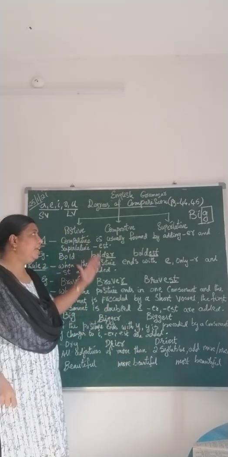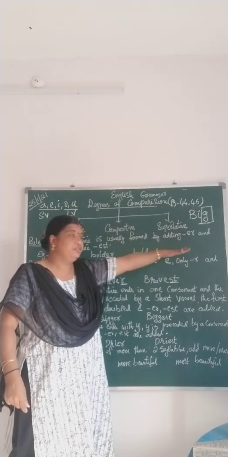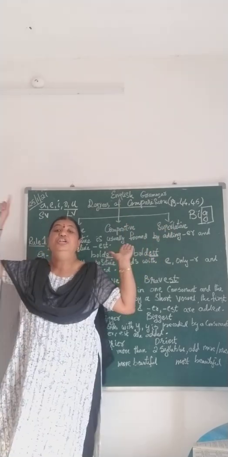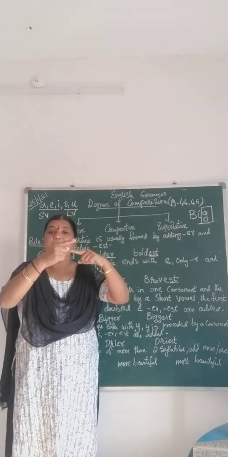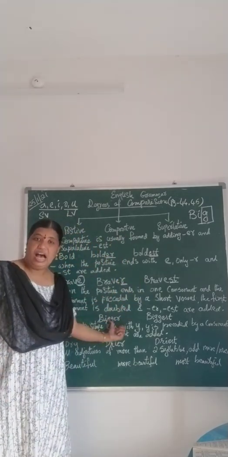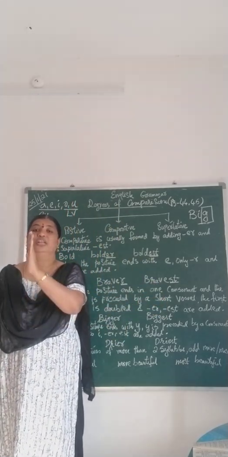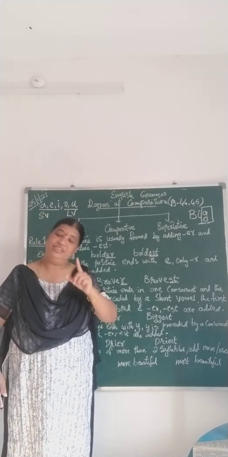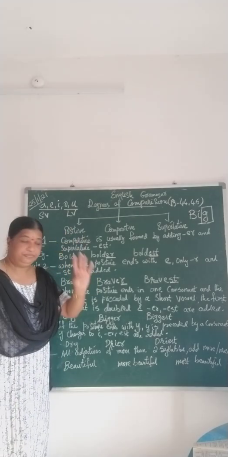So, rule number 3 tells that if the word is ending with a consonant and before the consonant you have a short vowel, then the consonant will be doubled. And to that consonant, you add ER for the comparative degree and EST for the superlative degree. Right children, clear now? Yes, very good. So that is rule number 3.